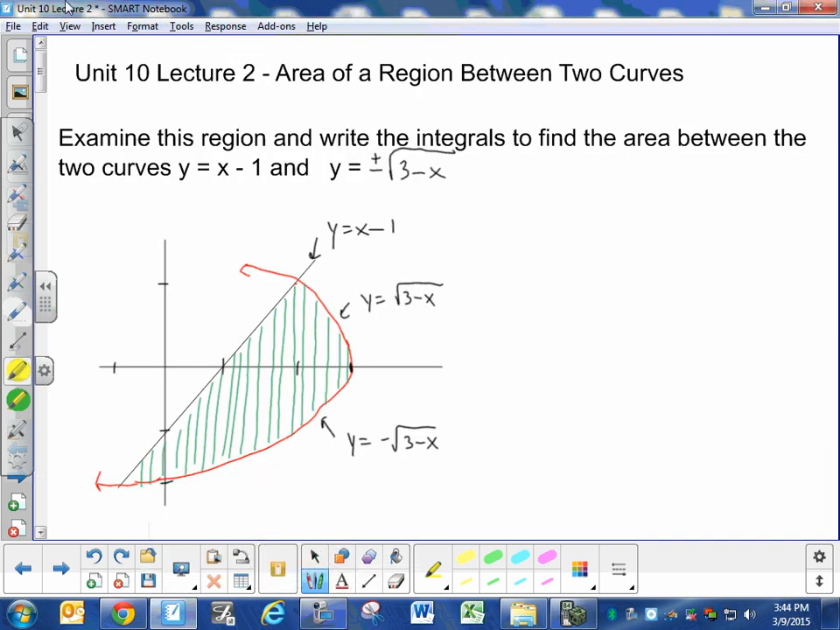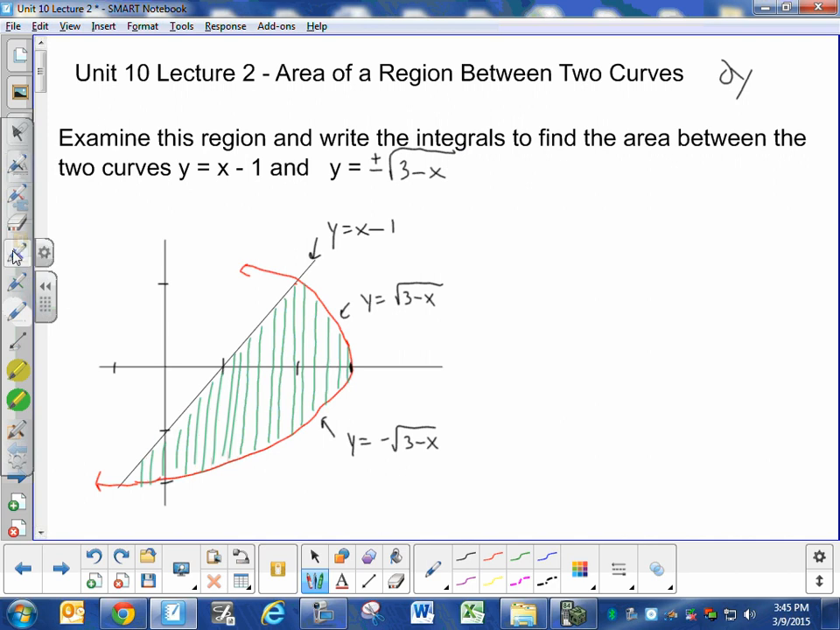All right, we're going to start the lesson now that everybody's done with the quiz. More on the area of a region between two curves. This is with respect to y. So instead of with respect to x, we're going to talk about area between curves with respect to y, and I'll show you what that means. Okay? First, we're going to examine this region, and we're going to write integrals to find the area between the two curves. We got y equals x minus 1, and y equals plus or minus the square root of 3 minus x.